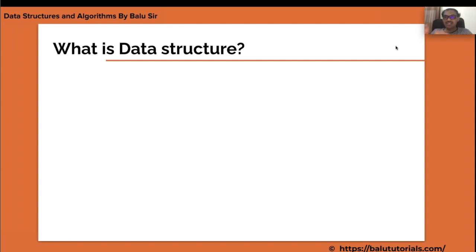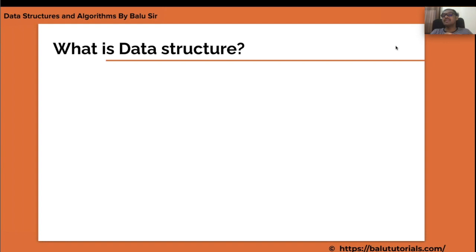It can be applied to C, C++, Java, .NET, it can be applied to the entire software world. So data structure is not a programming language.